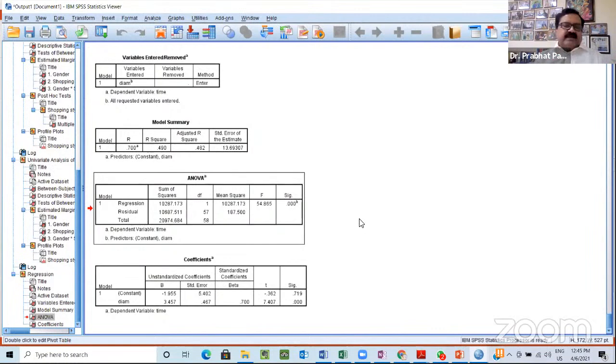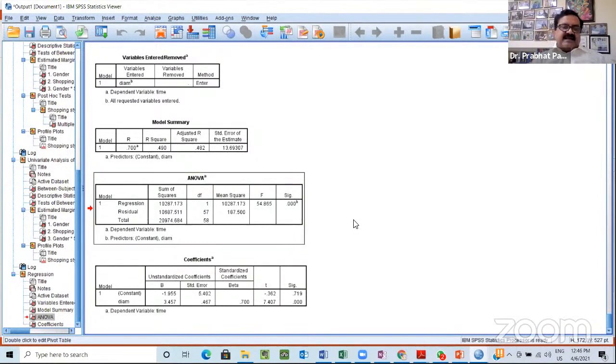So there are many ways to calculate degree of freedom. Somewhere the degree of freedom is calculated as row minus 1 multiplied by column minus 1; these two multiplied together give the degree of freedom. In attributes, we calculate like that. So here, the mean square is calculated based on the sum of squares divided by the degree of freedom. You can see here, 10287 divided by 1 is going to give you 10287. That's how it is calculated. 10687, that is the sum of squares, divided by 57 is going to give you 187. So mean square is calculated by dividing the sum of squares by the degree of freedom.